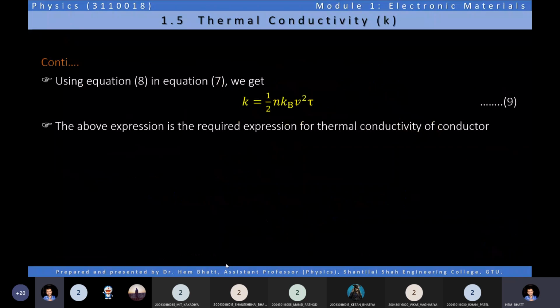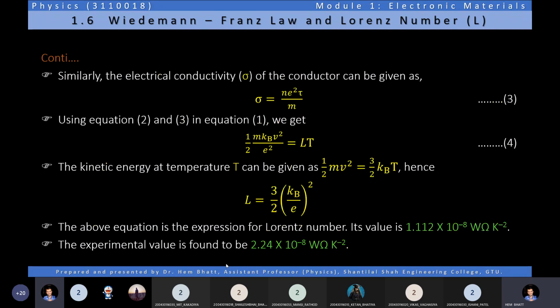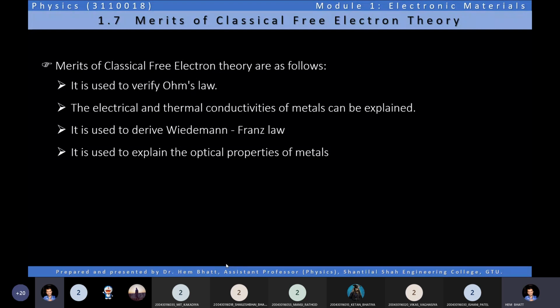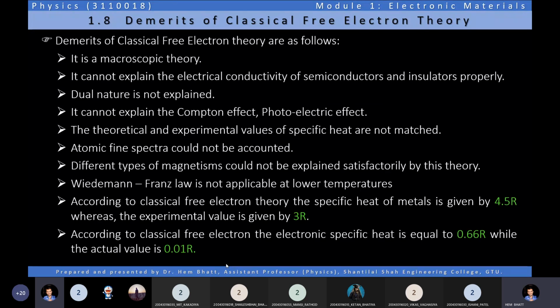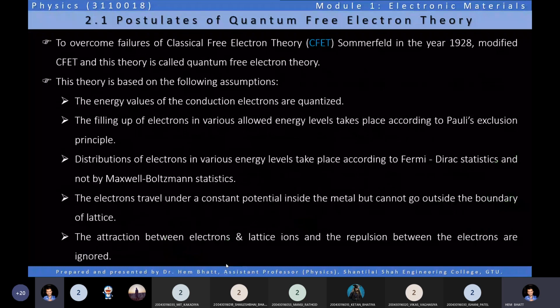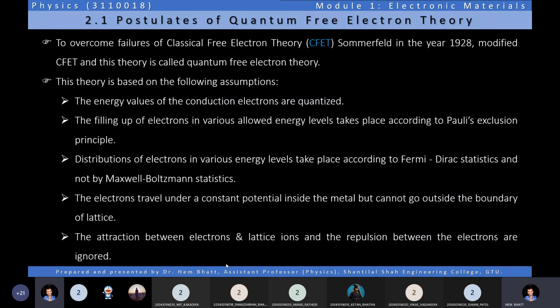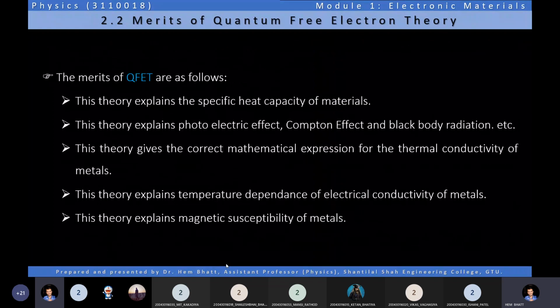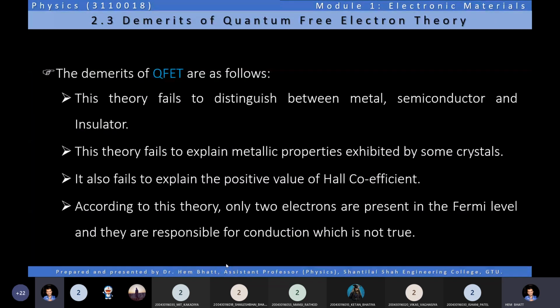This is what we got for thermal conductivity from CFET. Then we had the Wiedemann-Franz law. Merits of classical free electron theory, 5 merits and 10 demerits. And then we had QFET, quantum free electron theory, given by Sommerfeld, based again on some postulates. Merits of quantum free electron theory and demerits. Though the demerits, the shortcomings, are fewer, they are not zero.